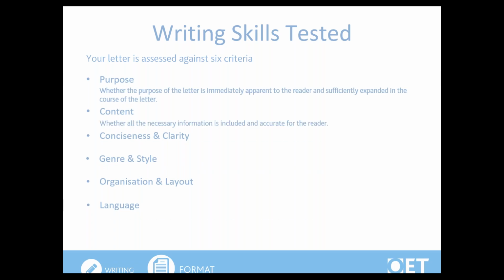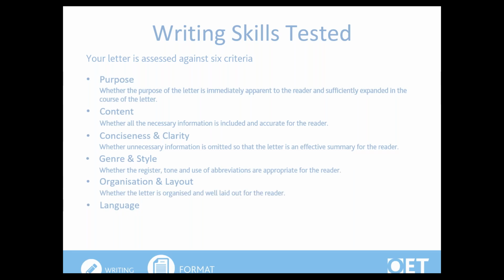Content means whether all the necessary information is included and accurate for the reader. Conciseness and clarity means whether unnecessary information is omitted so that the letter is an effective summary for the reader. Genre and style means whether the register, tone, and use of abbreviations are appropriate for the reader. Organization and layout means whether the letter is organized and well laid out for the reader. And finally, language means whether the accuracy of the grammar, vocabulary, spelling, and punctuation communicates the necessary information to the reader.